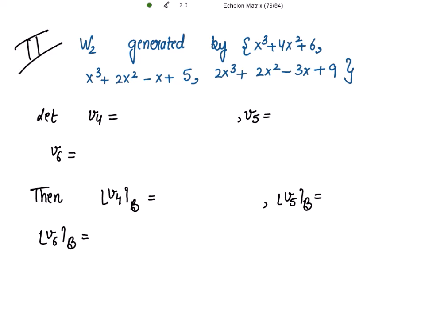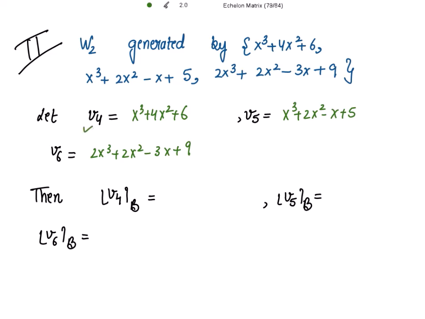So let's take V4 to be x cube plus 4x square plus 6, and V5 to be x cube plus 2x square minus x plus 5, and V6 to be 2x cube plus 2x square minus 3x plus 9. Writing the coordinate vectors of these vectors relative to the basis B.